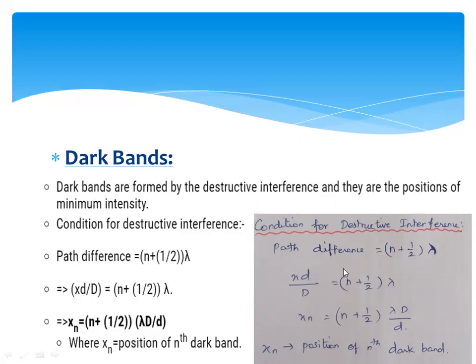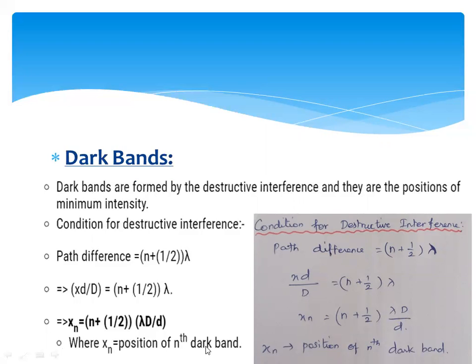Like this, we want to find out the numbers. So we have to keep x on one side. xn is equal to n plus 1 by 2 into lambda; capital D goes as a numerator, and small d comes as a denominator. So xn is equal to n plus 1 by 2 into lambda D divided by small d. Here xn is the position of the nth dark band.